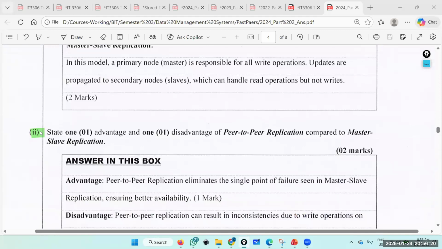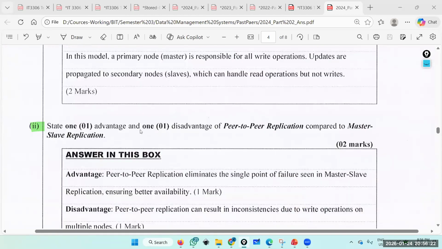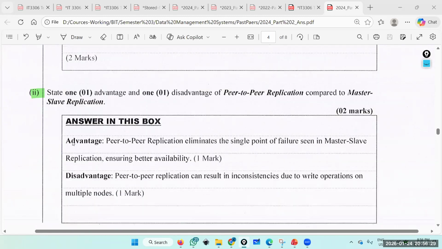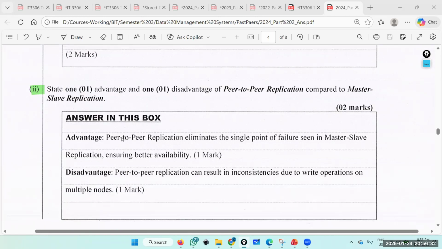Right. Second one. State one advantage and one disadvantage of peer-to-peer and master-slave. Straight from your note. So peer-to-peer, there's no single point of failure because there's nothing called master. Eliminates the single point of failures. So that results in better availability. So that is the advantage, in peer-to-peer.